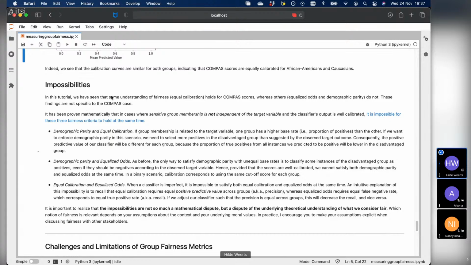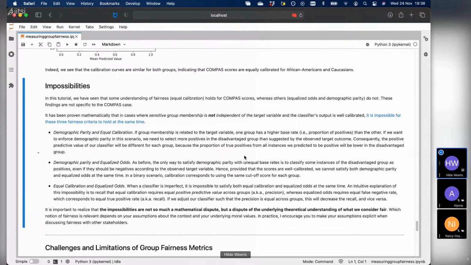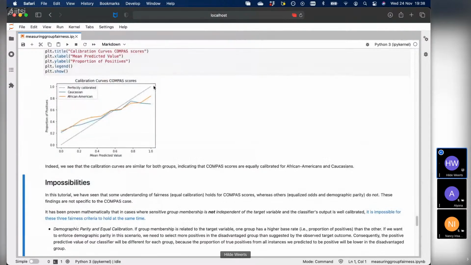So we have seen in this tutorial that some understanding of fairness, so in this case, equal calibration, does hold for COMPAS scores, but both equalized odds and demographic parity are definitely violated. And it's good to realize that these findings are not specific to this case. It has been proven mathematically that in cases where sensitive group membership is not independent of the target variable, so basically if the base rates are different between groups, and you want the output of the classifier itself to be well calibrated, so basically you want it to be as close to this as possible, so not necessarily per group, but just the overall classifier.